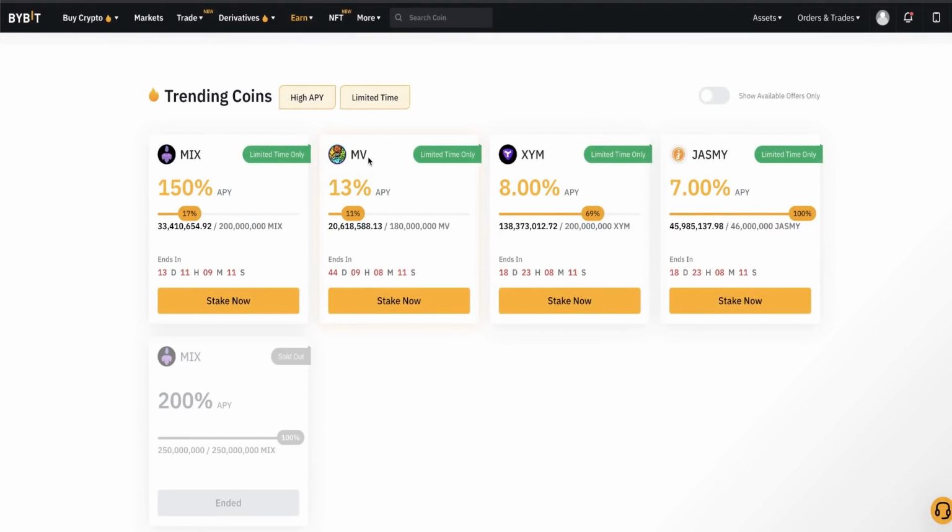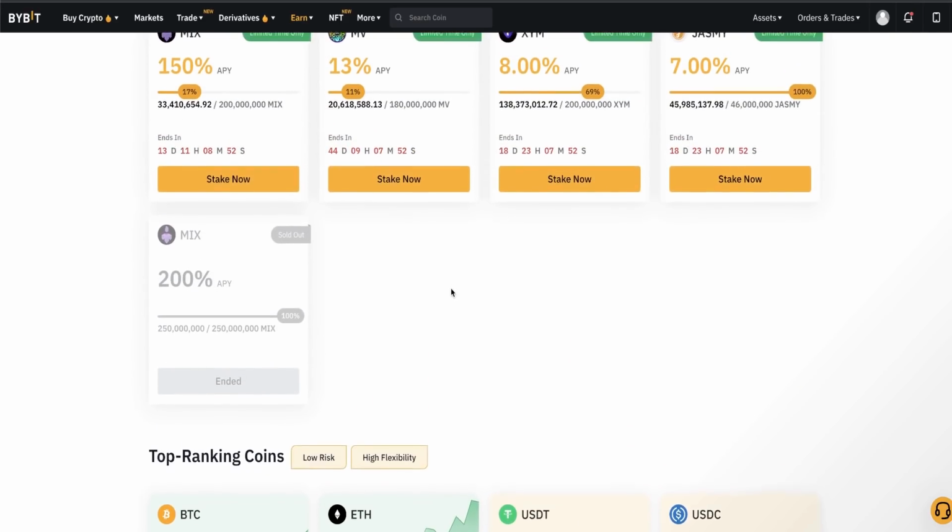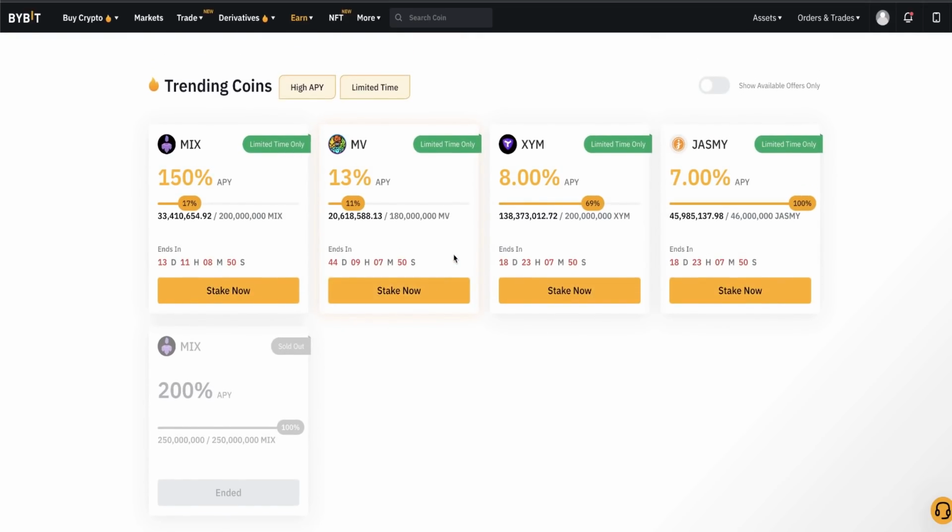So we have trending coins like MV, which we just bought some of. So I'm going to show you how to stake that here in just a second. But also the top ranking coins, Bitcoin, Ethereum, USDT, USDC. And these rates aren't totally crazy or anything. But if you're just sitting in a position waiting to make a trade and you're not doing anything else with your cash anyway, you can just stake it and then unstake it later and then be able to trade with it if you want. So you can earn while waiting.